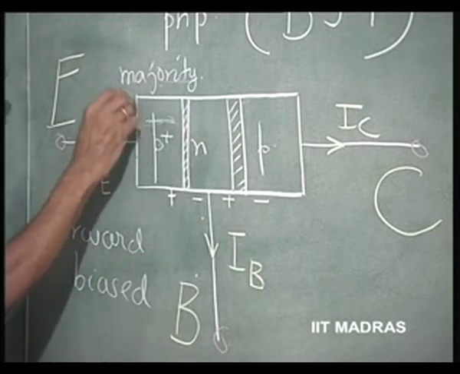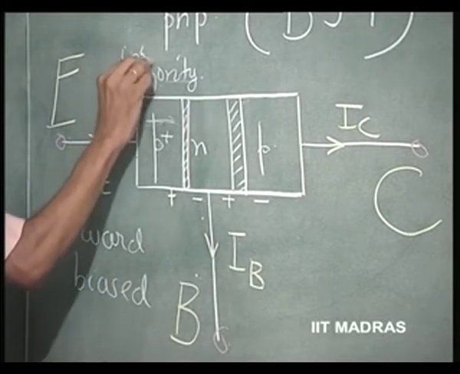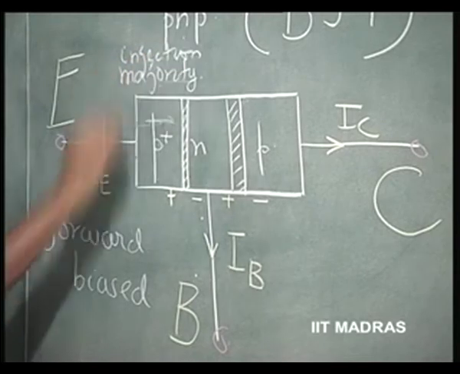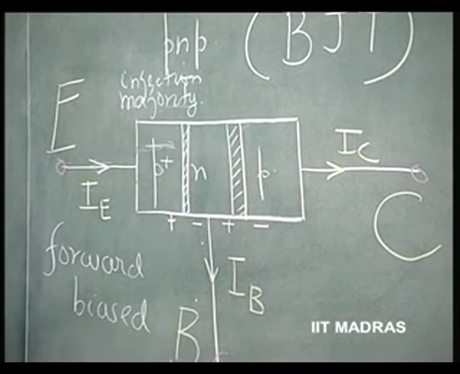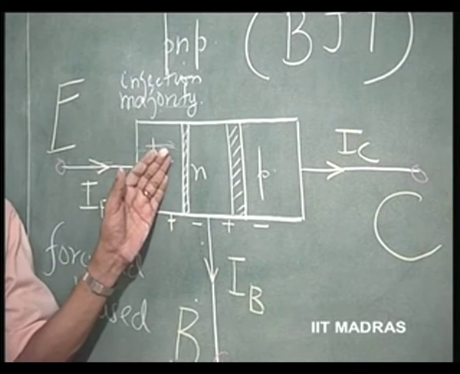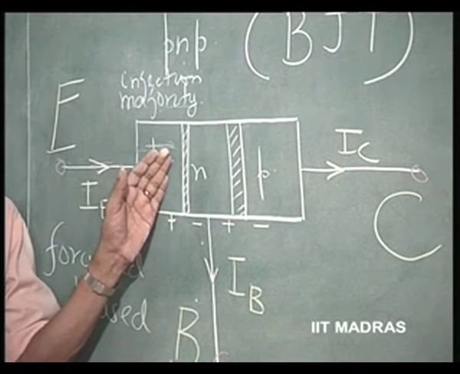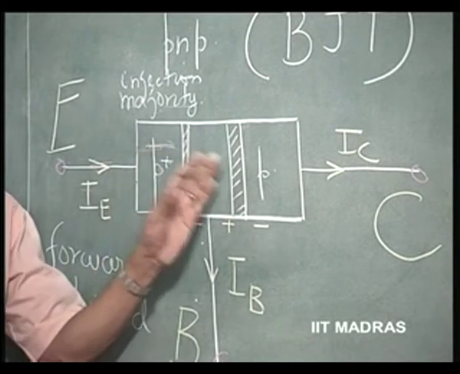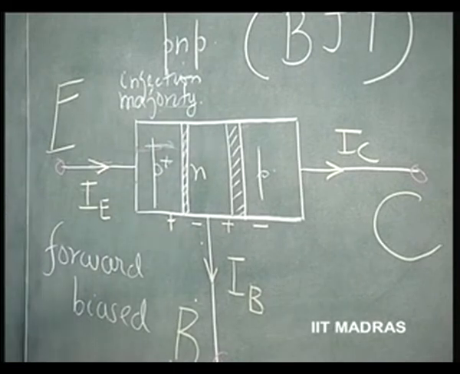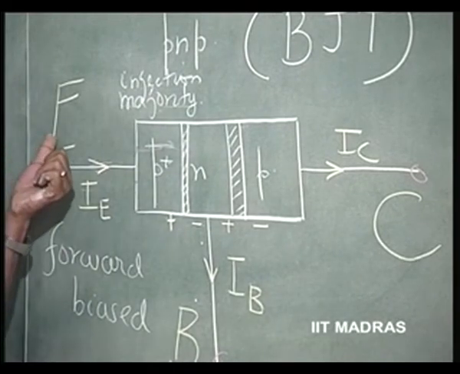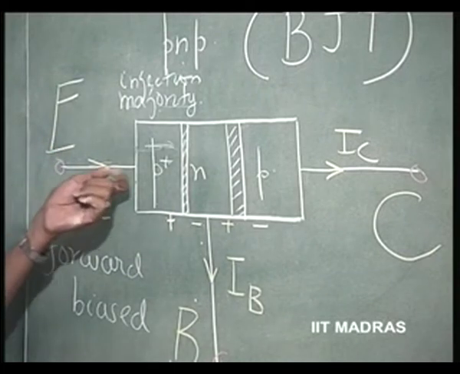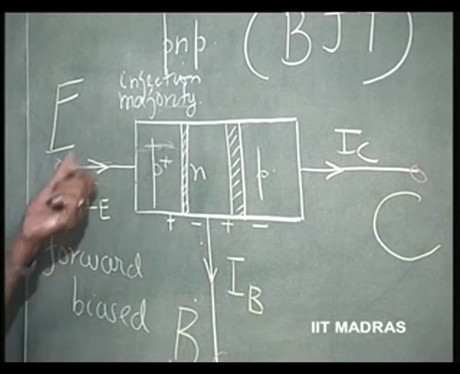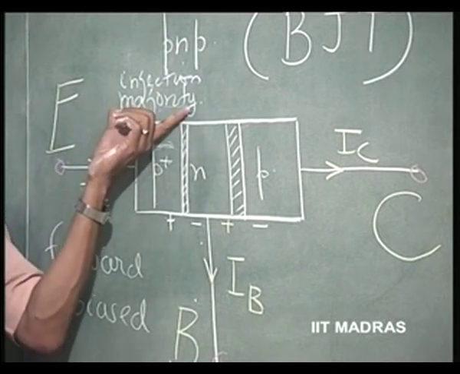That means injection of majority carriers will occur from the emitter, that is why it is called emitter. This can now emit a large number of majority carriers from this point to this side. So, we call this terminal the emitter. The design is done in such a manner that the total current is primarily made out of majority carriers here.